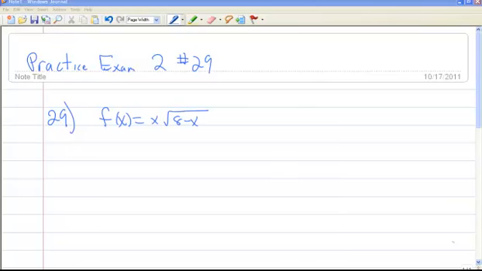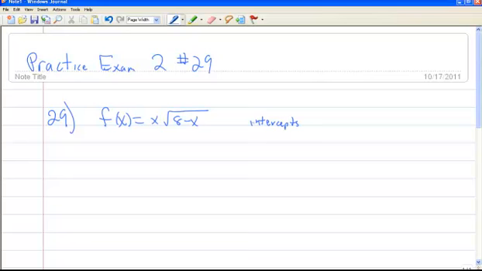Hi, I wanted to show you guys how to do something with a calculator here. I'll do the practice exam problem number 29. We're supposed to find intercepts, asymptotes, maxes, mins, and inflection points. This won't have any asymptotes. Okay, so using this problem, first of all, intercepts.